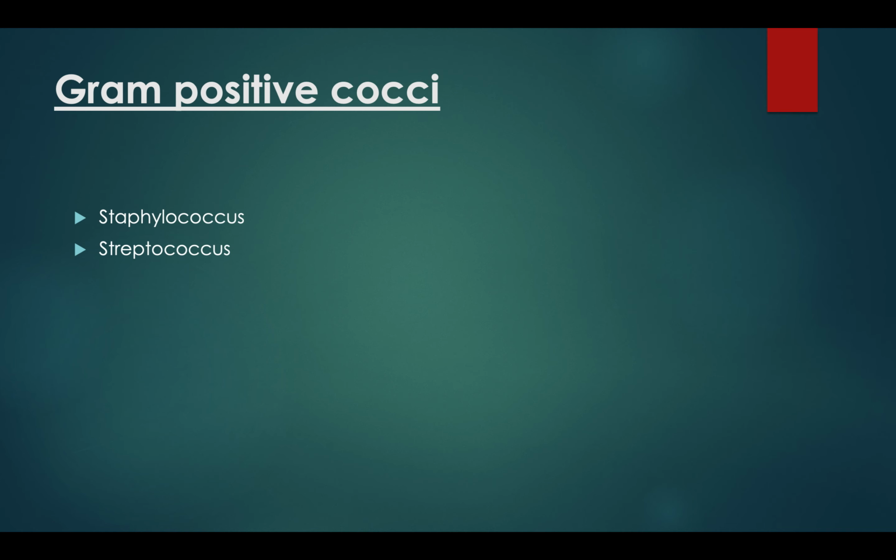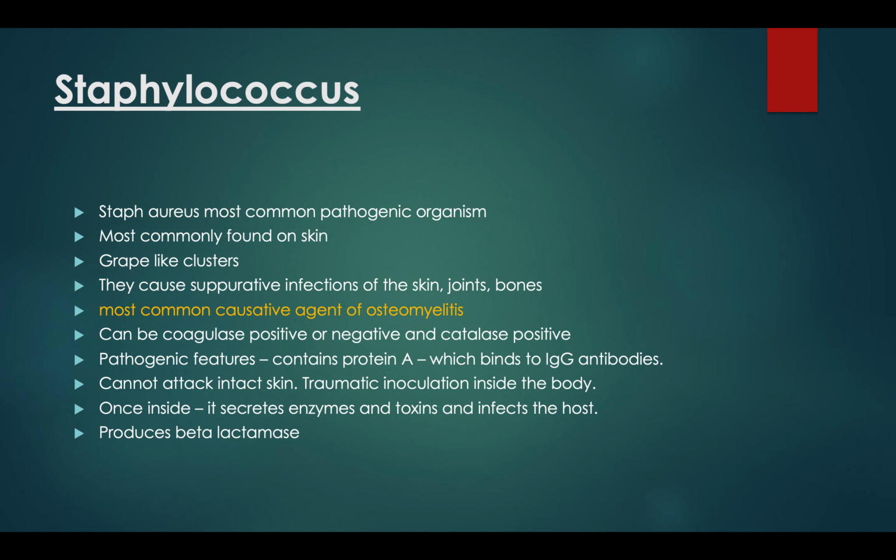Okay, we go on with the gram-positive bacteria, and the first one is the gram-positive cocci. Cocci, or coccus, are circular organisms, and they can be named after their colonies. If they're present in a grape-like cluster, it's called Staphylococcus, and if they're present in chains, they're called Streptococcus. So these are the two main gram-positive cocci. We go with Staphylococcus first. The most common one is Staph aureus. That's the most common pathogenic organism.